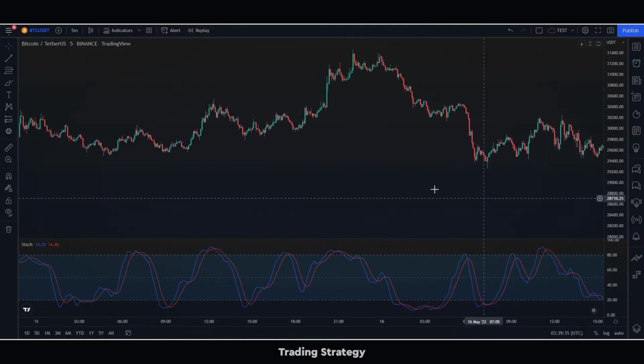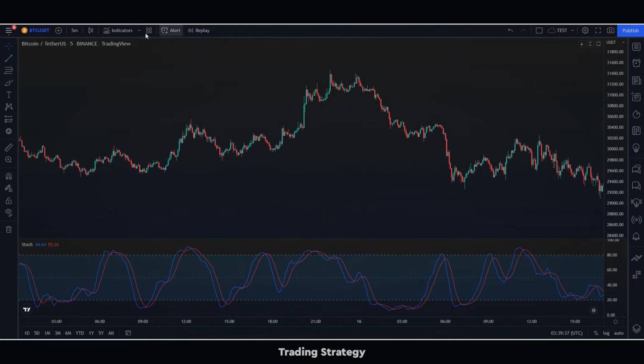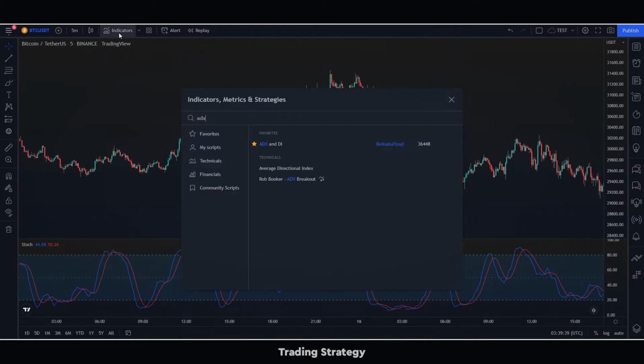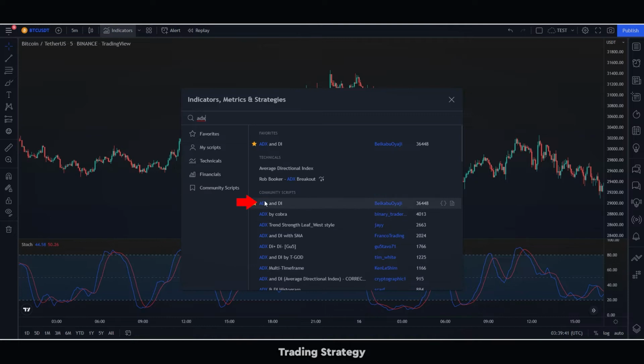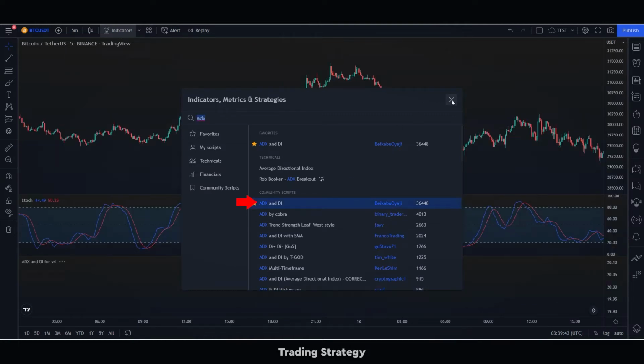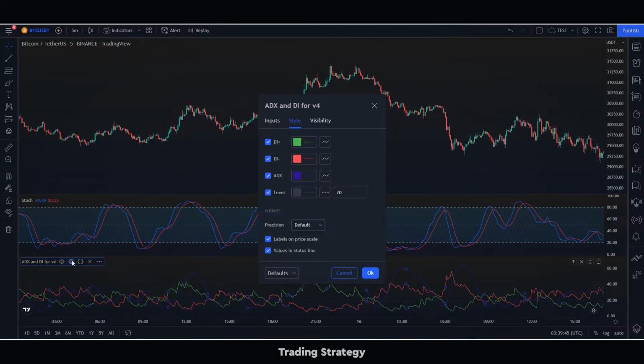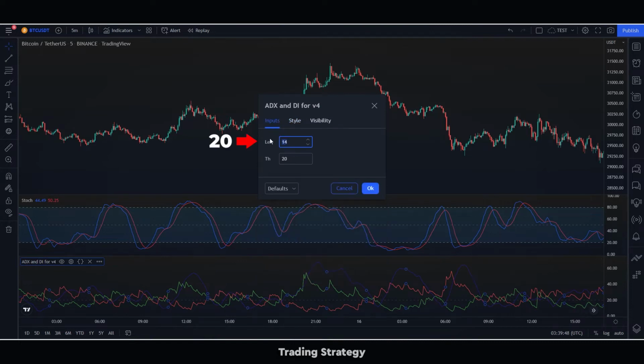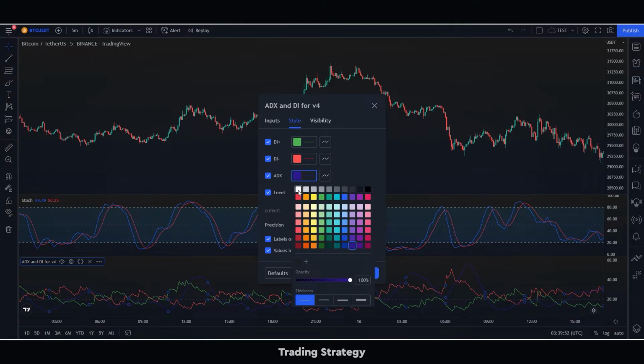Then we will select the ADX indicator. We will set this indicator to 20. And we will put the ADX line white.